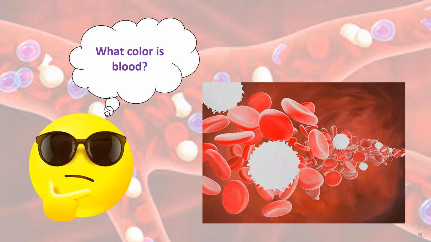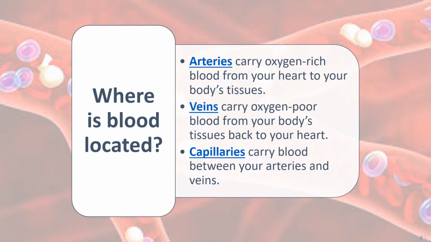Your blood, like your red blood cells, is red. It's bright red when it's leaving your heart and filled with oxygen. It's more of a dull brick red when it's running low on oxygen and making the return trip back to your heart for more. Blood flows throughout your circulatory system. Your heart pumps blood to blood vessels that move blood throughout your body. Arteries carry oxygen-rich blood from your heart to your body's tissues. Veins carry oxygen-poor blood from your body's tissues back to your heart. Capillaries carry blood between your arteries and veins.